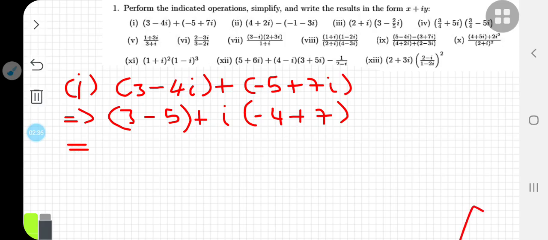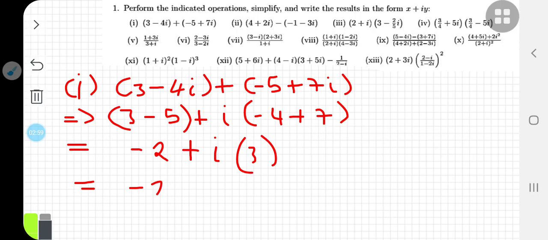So 3 minus 5, we have negative 2, plus i, and 7 minus 4, we have 3. So here now we have negative 2 as our real part, plus 3i as our imaginary part. Then this gives us a solution to our first part. Let's move on to the second part.